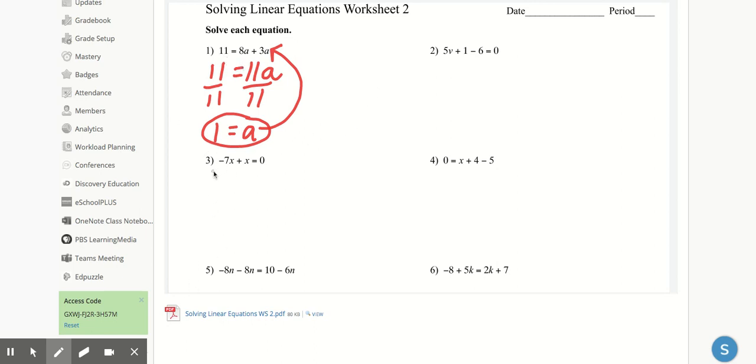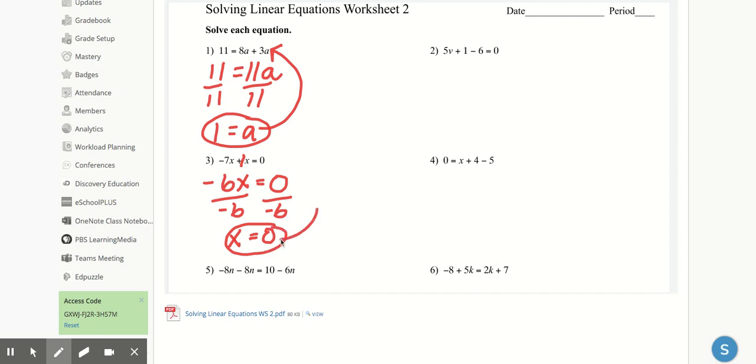Taking a look here, we'll go down to example 3. We have negative 7x plus x. We can combine those two together because they're like terms within the same side of the equation. Remember that this x here is really just a 1x. So if we take negative 7 plus 1, that's a negative 6x equals 0. And then again, negative 6 times x, we're going to undo that multiplication with division. So dividing both sides by negative 6 gives x equals 0.